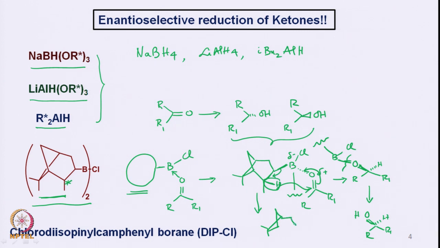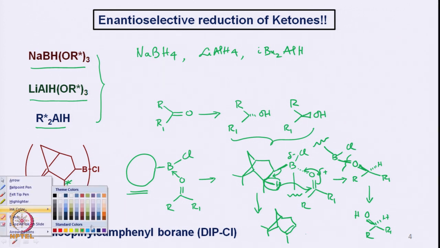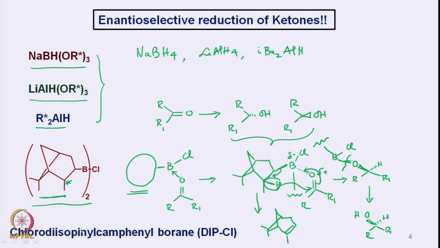And during this process, what releases from here is very interesting, is something that one can think about. It is basically nothing but a pinene. So this is pinene, this is alpha pinene, because the double bond is internal double bond, and this is alpha pinene that comes off.